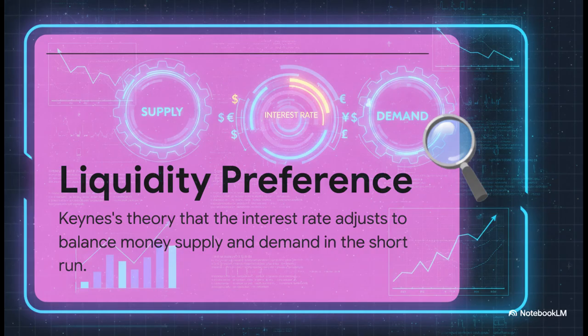In the short run, the prices of goods are kind of stuck, right? They don't just change overnight. So instead of prices instantly adjusting to balance things out, it's the interest rate, that fluid spinning dial on our console, that constantly moves up and down to keep the money market perfectly balanced.